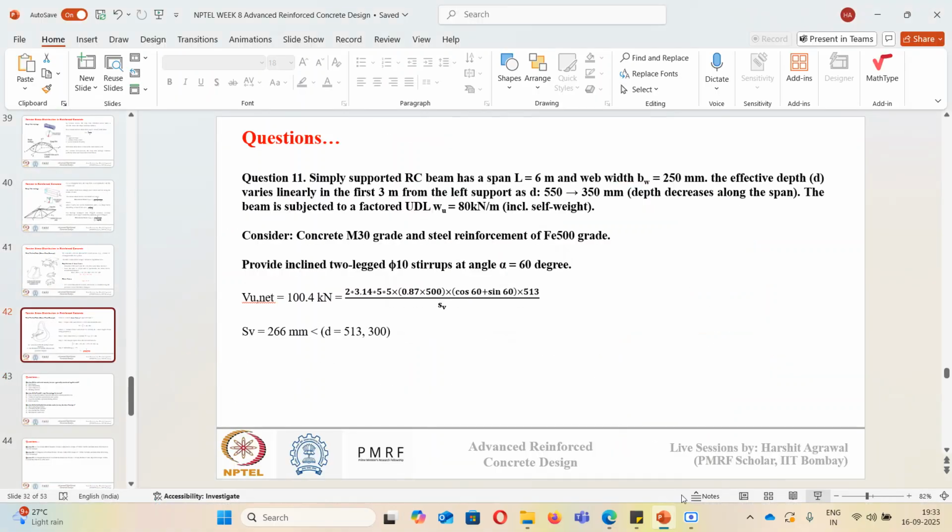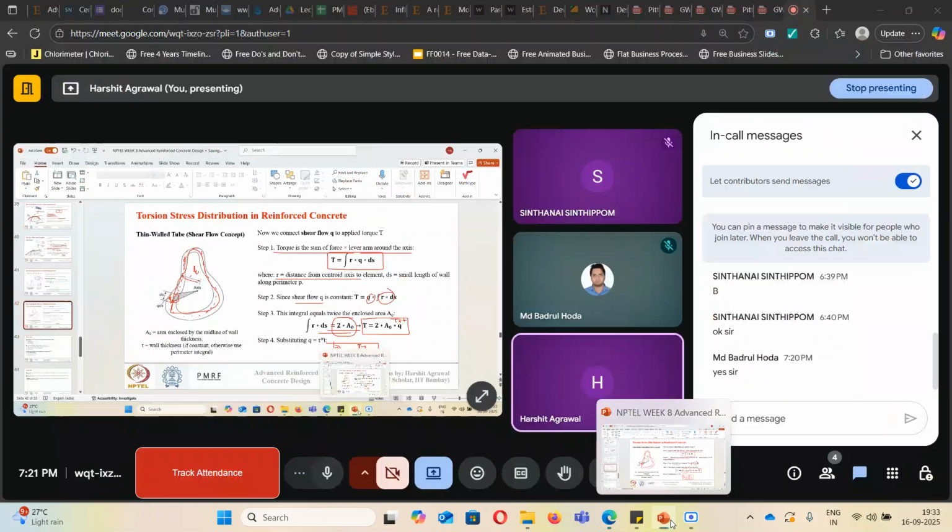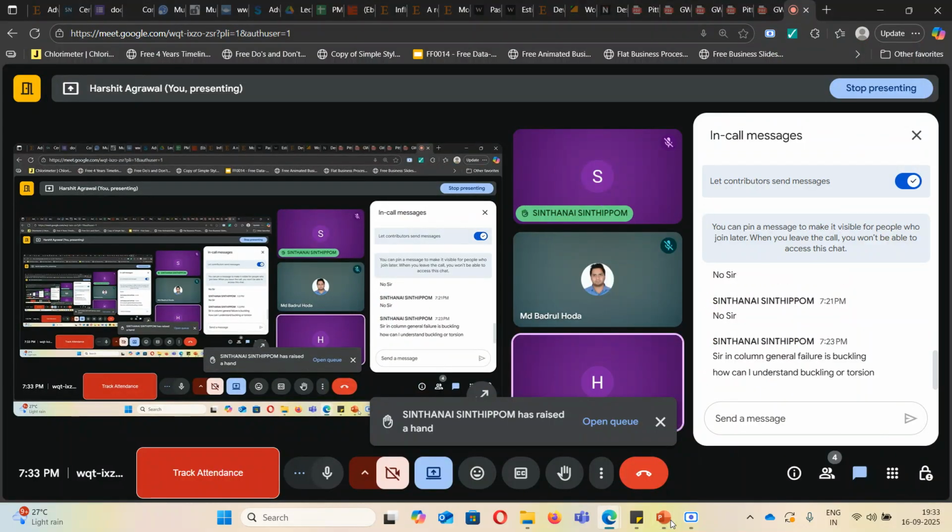Any doubt in these two theories? Sir, in a column the general failure is buckling. How can I understand buckling or torsion? See, torsion is something that creates a twisting movement. Buckling is something that creates bending.